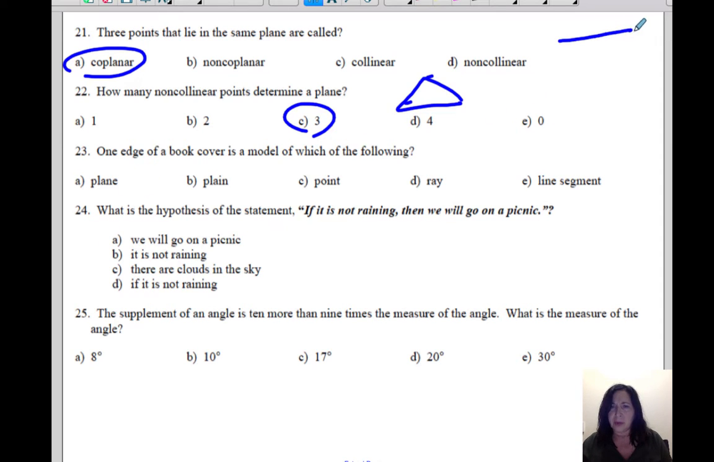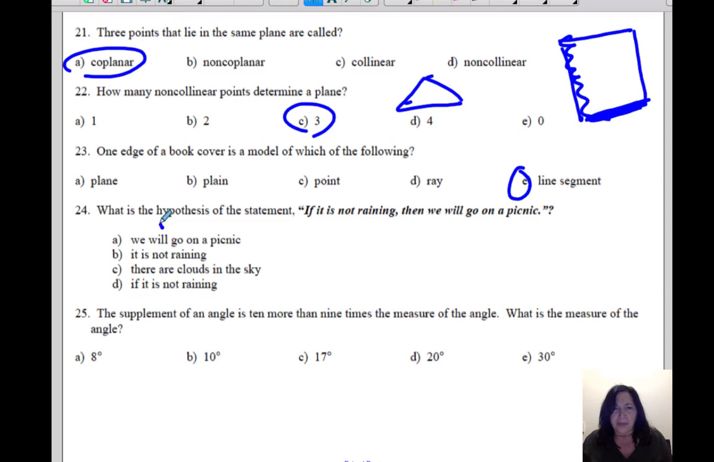The edge of a book cover. So we have a book. Okay. Here's my book. Let's try to imagine that binding. So the edge of a book, here it is a model of which of the following? Edge. Well, just a note, planes don't have edges. So I'm thinking that this edge is more of a segment, okay? Because a book doesn't go on forever, like a plane goes on forever, something like that, okay?